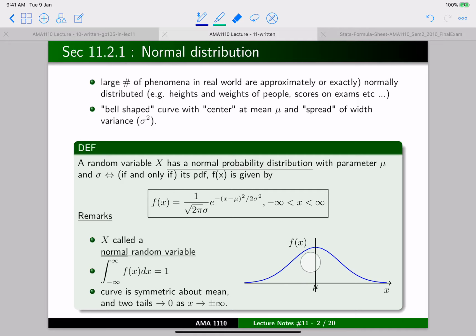And again, the total area under this curve is 1. And the curve is symmetric around the mean mu. The tails go to 0 as x approaches plus or minus infinity.